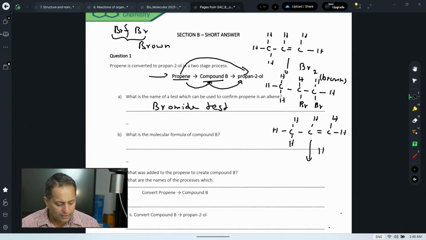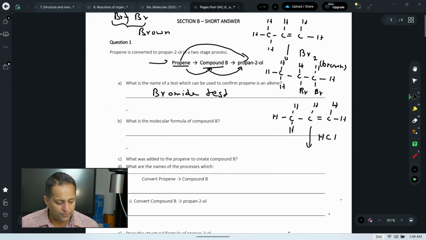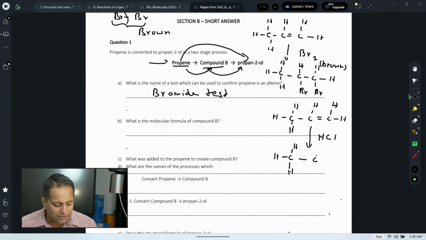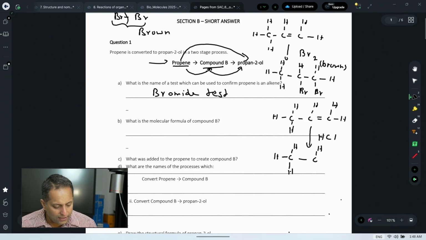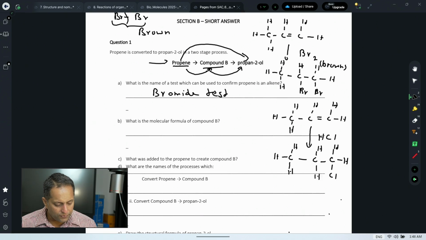Then we are adding HCl or HBr or HI, it doesn't really matter: a hydrogen halide. If you have an alkene, you have to do some sort of addition reaction. In this case, we are adding HCl. It breaks the carbon-carbon double bond. Then add Cl here and add H here.